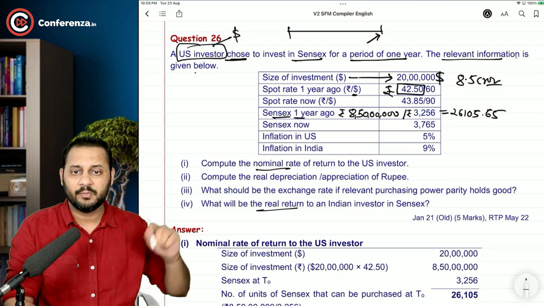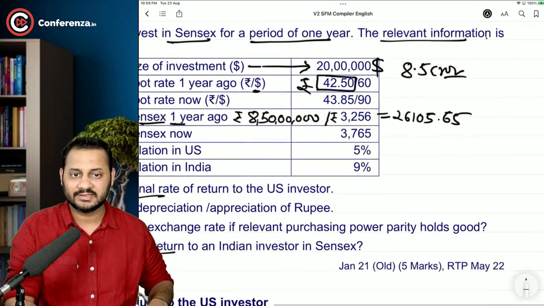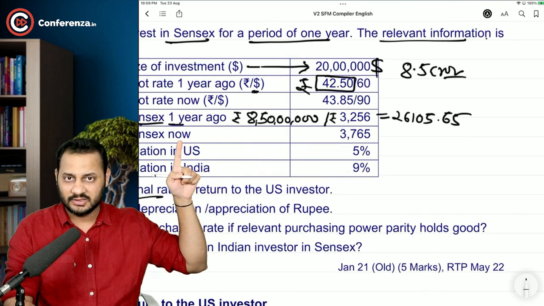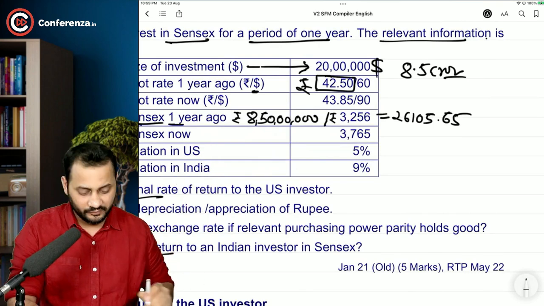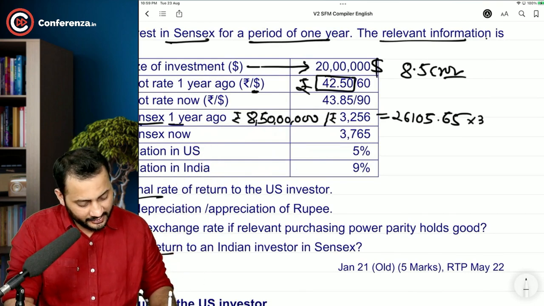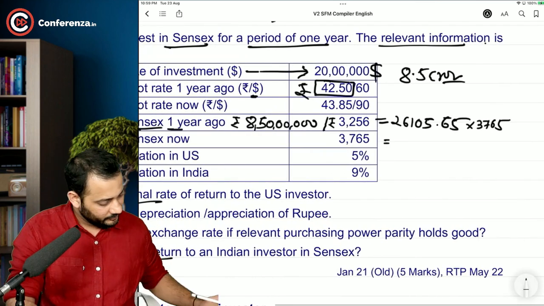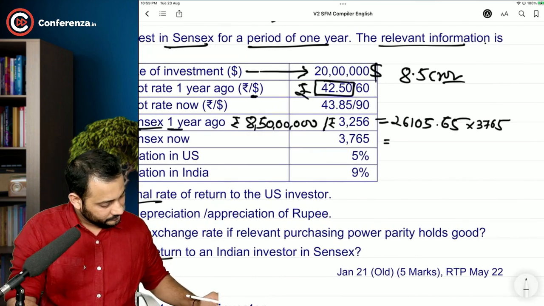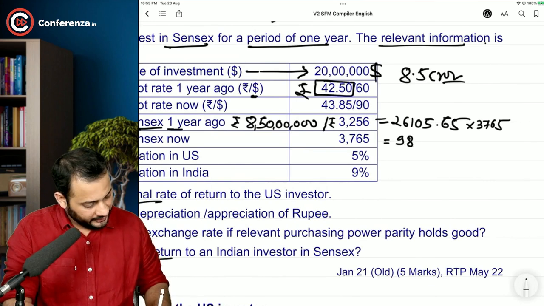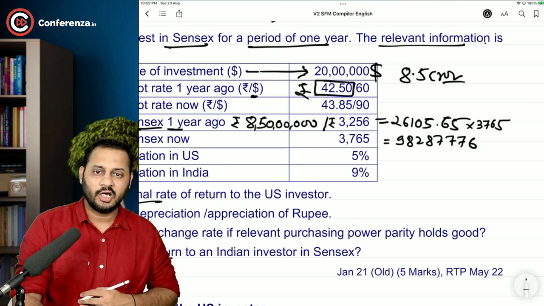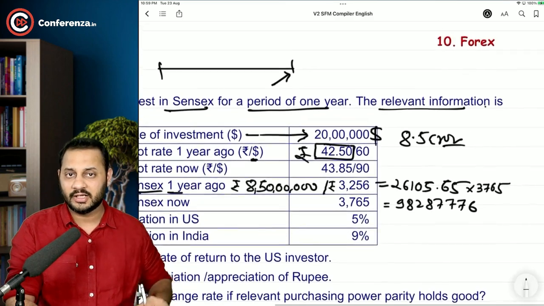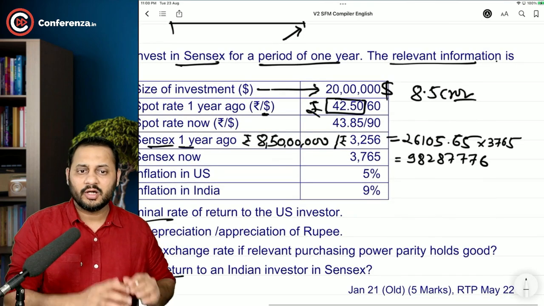Okay. What happened after 1 year? Sensex now, means after 1 year, is 3765. So you are going to multiply it with 3765, the current rate, and the result will be 9,82,87,776. How much you invested? 8.50 crore. Doesn't matter.